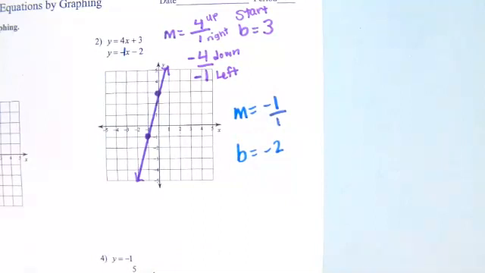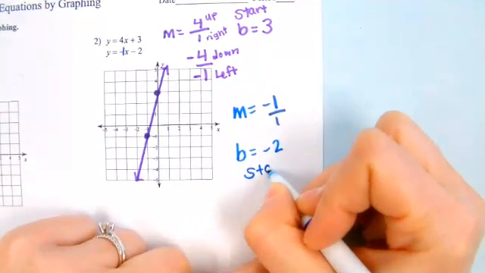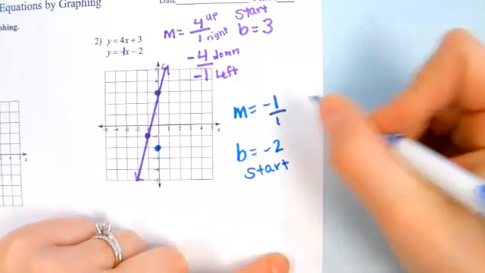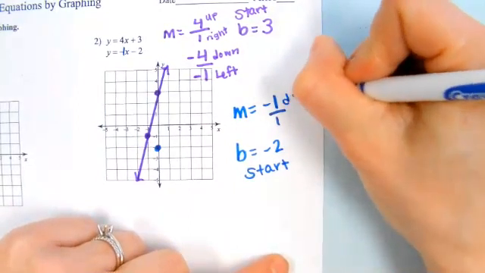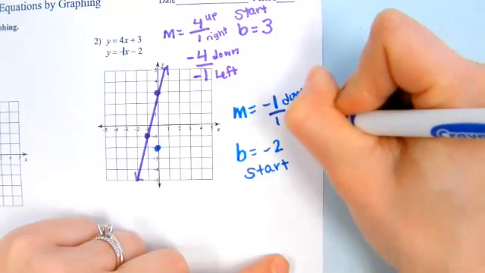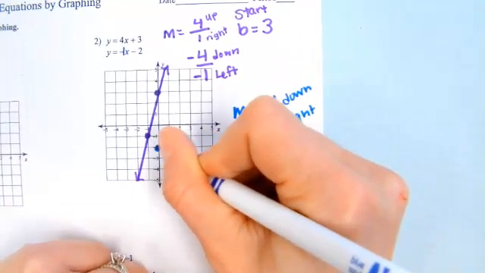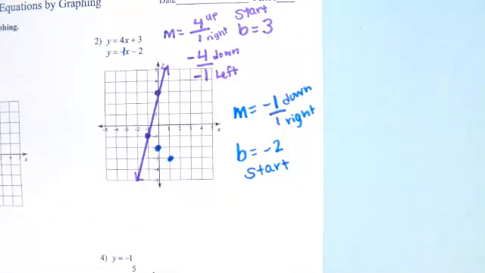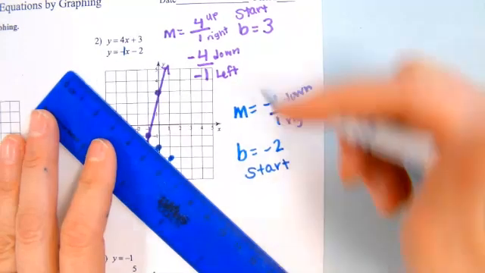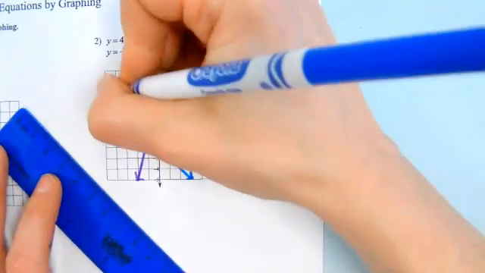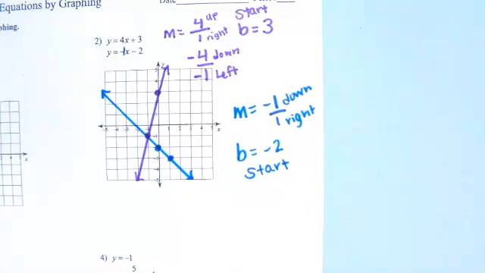Okay, where do we start? Do we start at m or do we start at b? If you said b, great job. We start at b. We always start there. Start at negative 2, make your dot. That one's free. And then our rise and run, this now is negative, so it says down. And this one's positive, which means it's right. So we're going to go down 1 and right 1. And that one fits, so I didn't have to change anything. Take your ruler, line them up, and draw your line through. And this one is a nice intersection there.